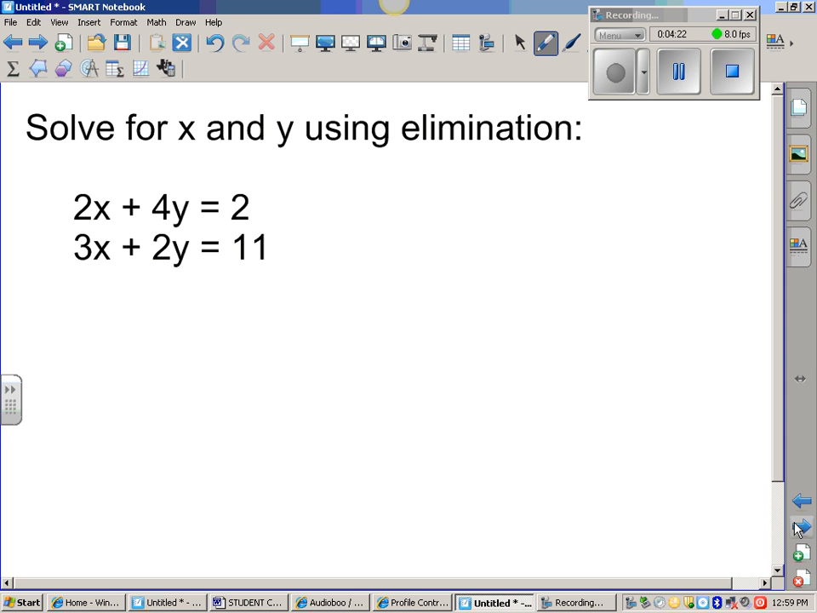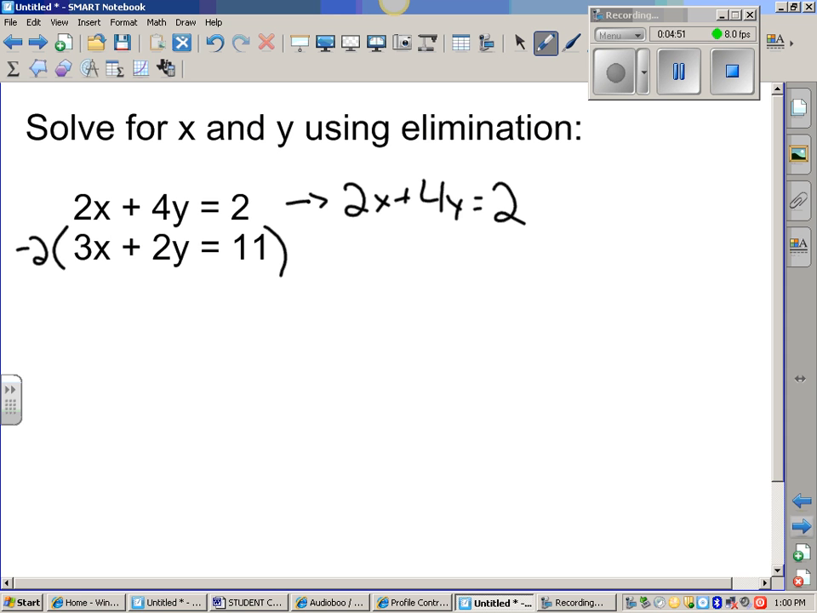How do you identify opposites? The numbers are the same and the signs are different. Good. Okay, so multiply the bottom one by -2. The top equation is going to be the same, and we're changing the bottom one. So -2 times 3x.